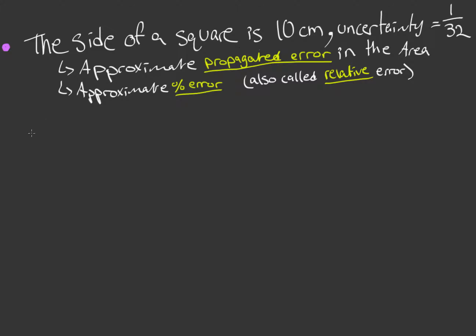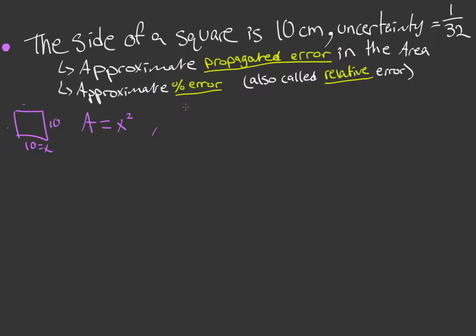So we have a side of a square, and we know that a square has 4 equal sides, right? So this is 10, this is 10, also 10. And we have an uncertainty of 1 over 32 on the length of this side. So if we want to find the propagated error in the area, we're basically trying to find the differential of the area. That's about it. So if area is equal to one side times the next side, and we call these x, we can just say A equals x squared.